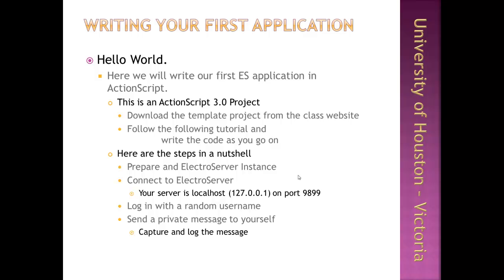In a nutshell, here's what we will be doing. We will prepare the Electro server instance. We will then connect to the Electro server over the localhost 127.0.0.1 on port 9899. Then we attempt to log in with a random username, and if the login was successful, we send a private message to ourselves. Then we capture that message and log it on the output log. First, let's go and download this project.